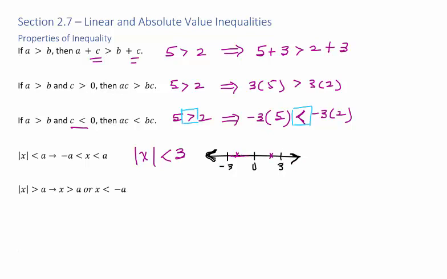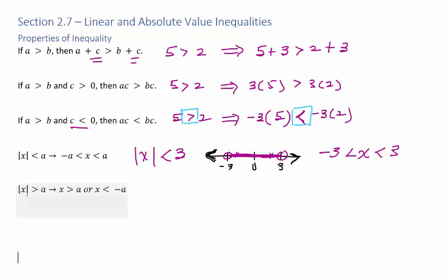So what we end up doing is shading this region, and this region is all real numbers between negative 3 and 3. And therefore we can rewrite it as this compound inequality: x is between negative 3 and 3.